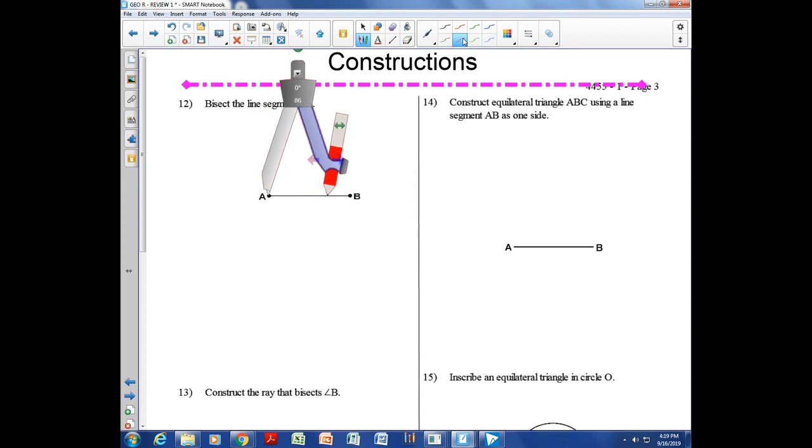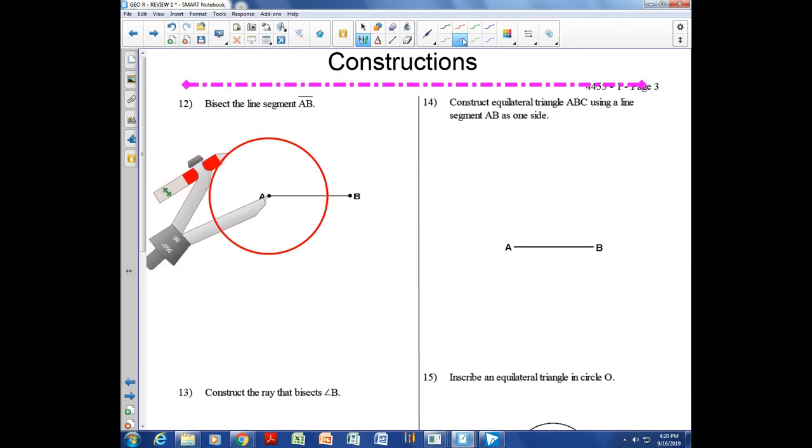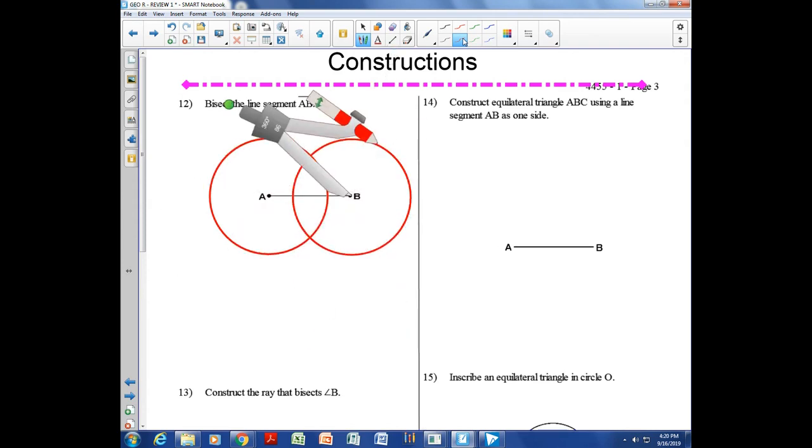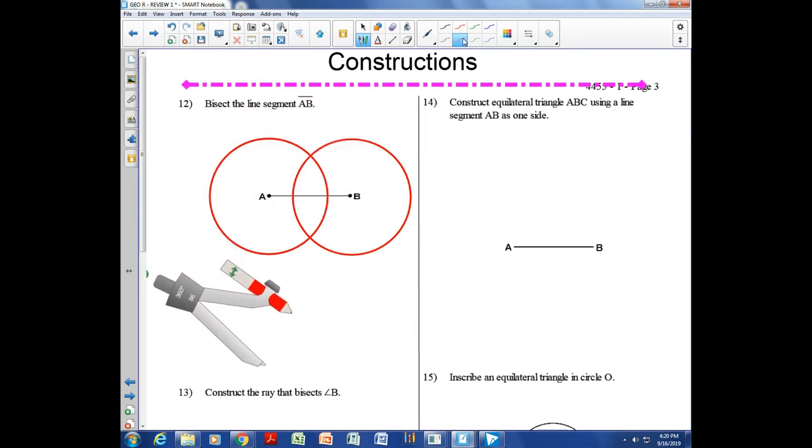So I open up my compass to an obvious amount, which is more than halfway towards B. And now I'm going to construct circle A and circle B. They're called circle A and circle B because circles are named by the point that is in the center. So this right here is circle A. And then keeping my compass exactly the same open, I'm going to move it over to B and draw exactly the same size circle. As you could see, you have two circles that intersect at two different points.